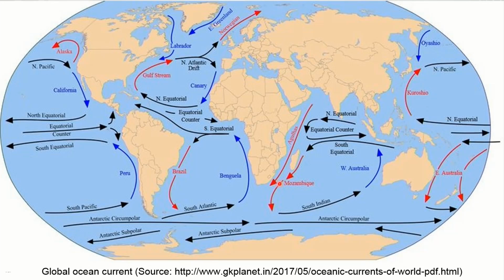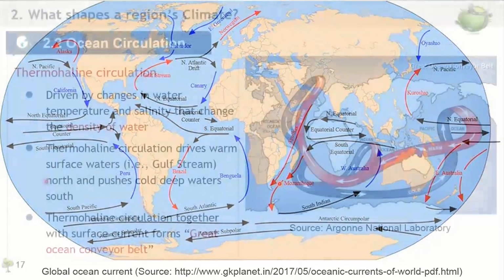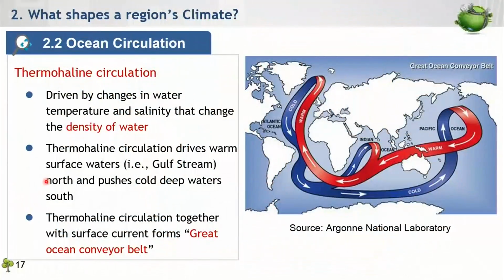Furthermore, besides influencing the air temperature, ocean currents also affect the precipitation level. This is because warm water currents bring more moisture, thus they also bring more rain to the region than cold currents do.